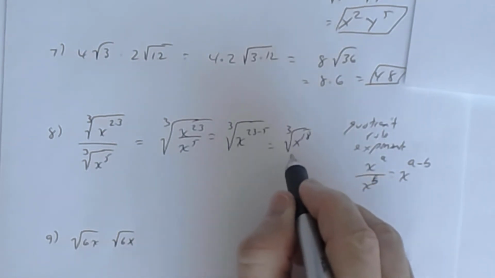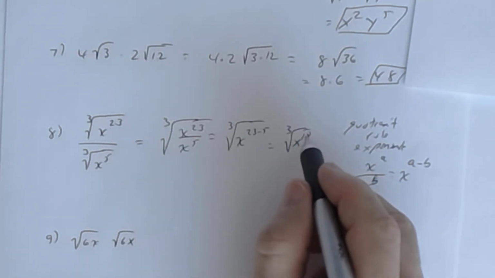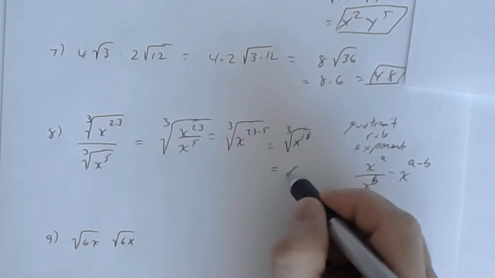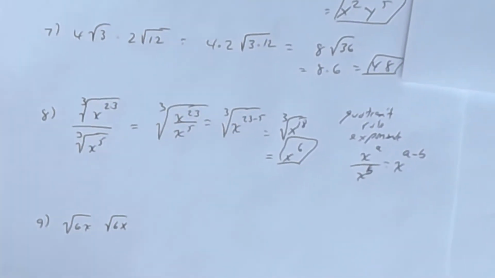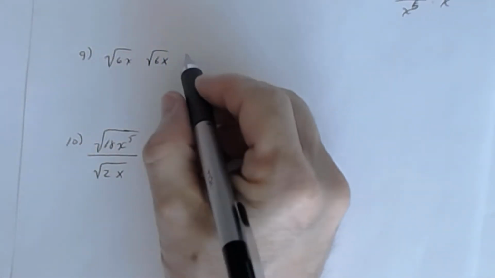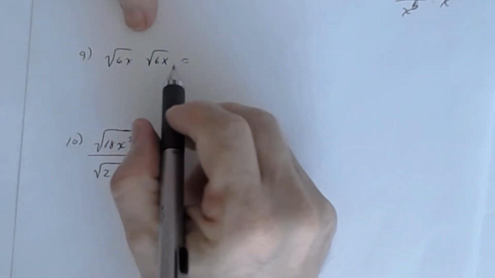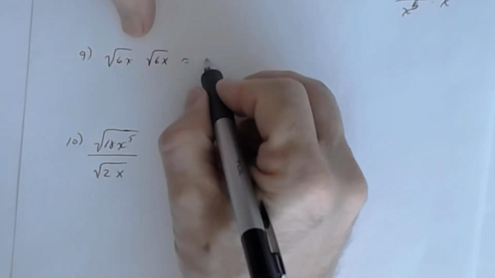And so what times itself 3 times is x to the 18th? Well, 18 divided by 3 is 6, so that should be x to the 6. So number 8, the answer is x to the 6. Number 9. So number 9, I want you to notice this. I'm going to write it like this for right now, just to show you.